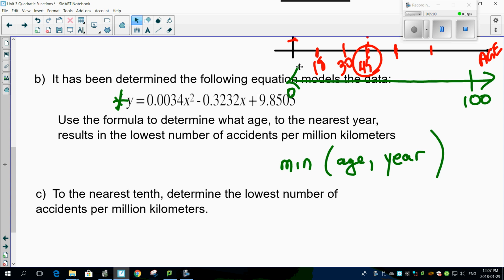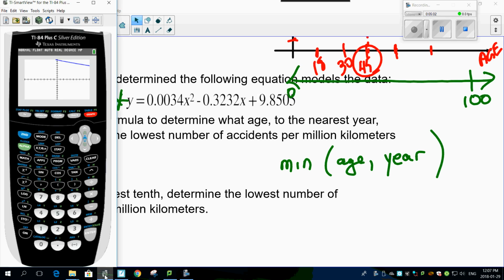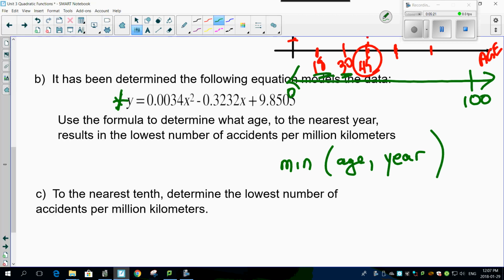So let's go into our graph here and let's change our window. Our window has to be from about 0 to about 100 years old. Let's graph that and let's see what we've got. Oh, beautiful. Now, do I actually want to go up by ones? If you looked back on this graph over here, it looked like I went up by 15s for a while there.